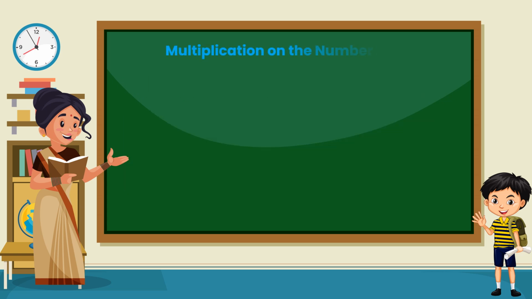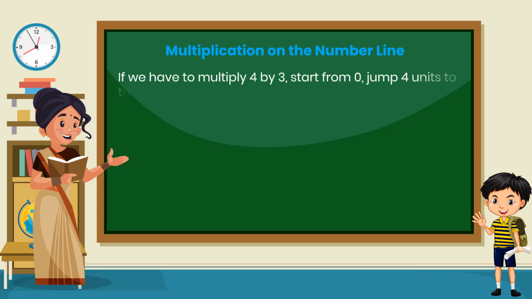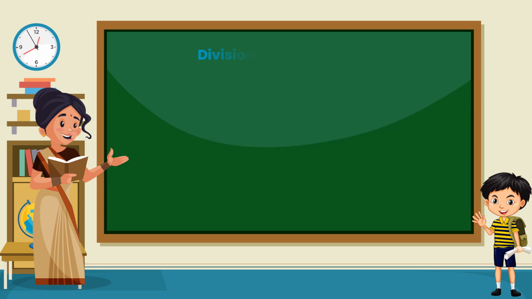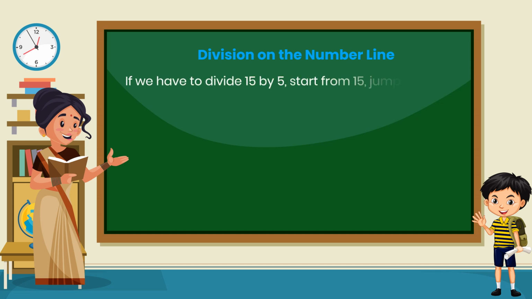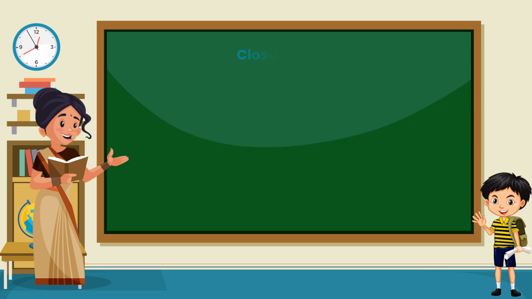Multiplication on the number line. If we have to multiply 4 by 3, start from 0, jump 4 units to the right 3 times. Division on the number line. If we have to divide 15 by 5, start from 15, jump 5 units to the left at a time till we reach 0.